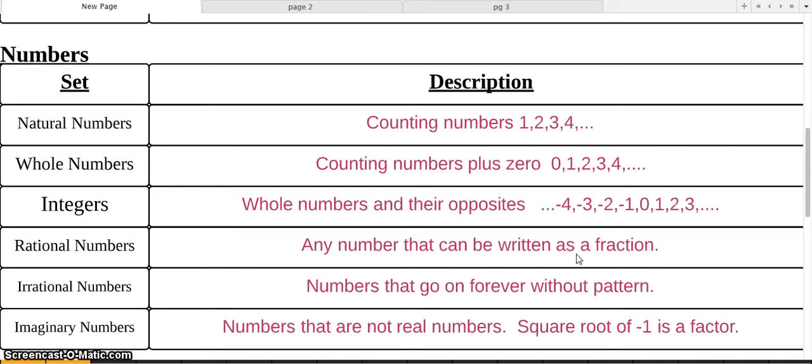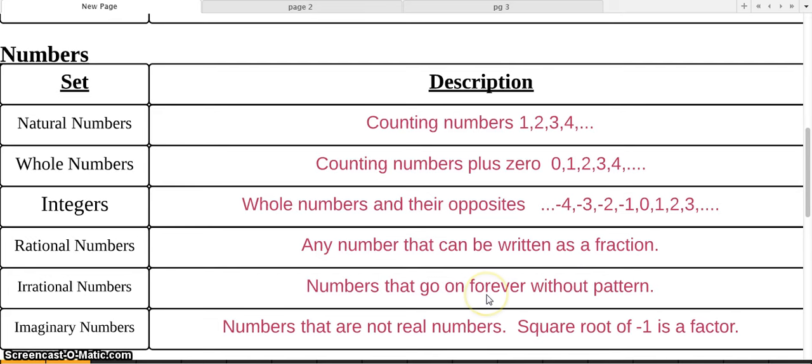So 1/3 is a rational number. 1/9 is a rational number. 5 is rational because we can write it 5/1. Pretty much any number that repeats or terminates is rational.